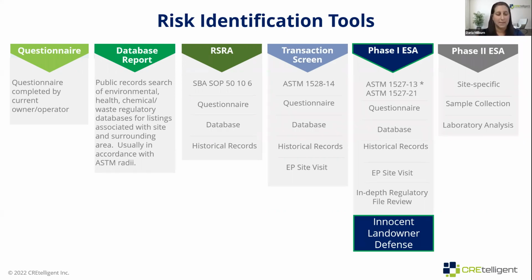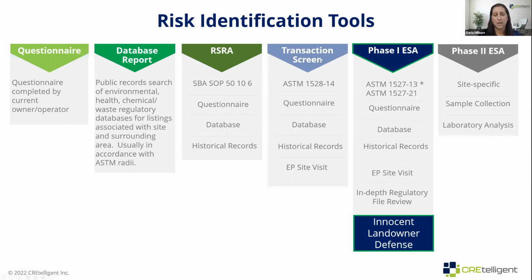The SBA has this document, which is a desktop report that doesn't require any site visits, but it's a mixture of historical records, a database report, and a questionnaire. And it helps to evaluate whether there's been anything in the property's history that you should be aware of, or if there's been any listings from a regulatory database that you should be aware of, and that questionnaire. And if there is an issue, it's very straightforward. Either there's an issue or there's no issue. If there's an issue, there's recommended next steps, and usually that's going to a phase 1 to look into it farther. In some cases, it can be a transaction screen, depending on what you're working with.